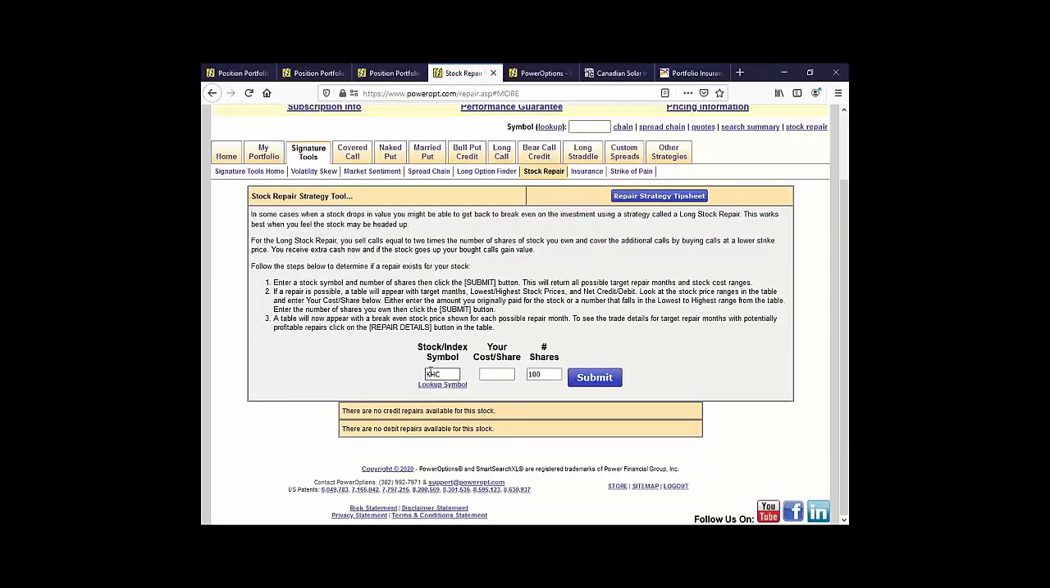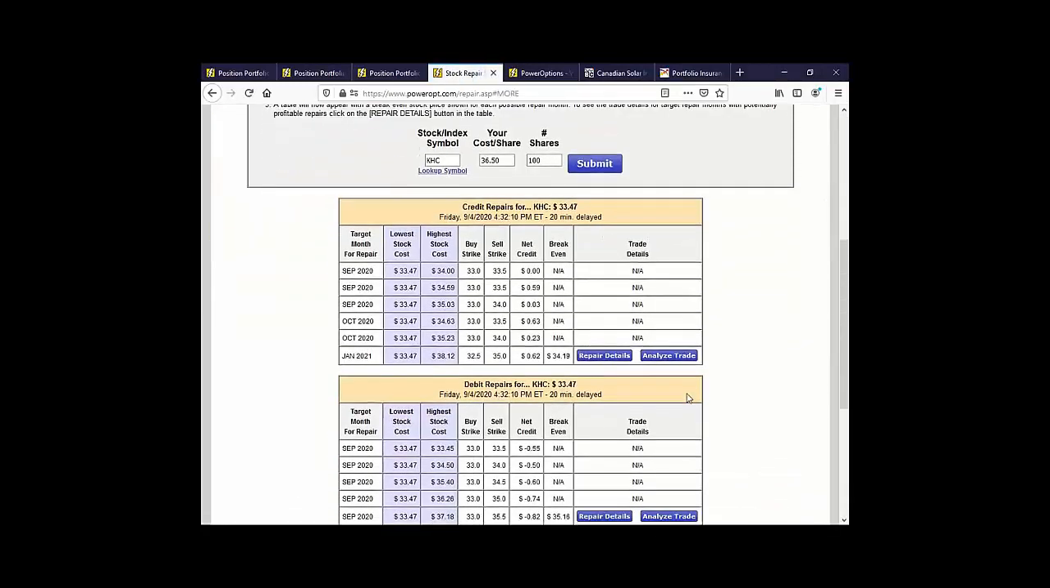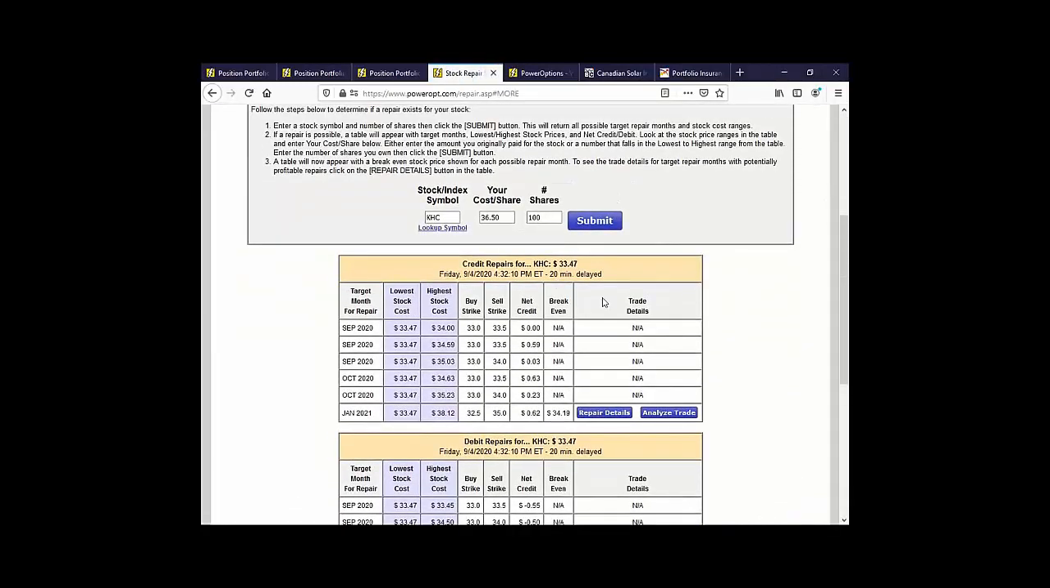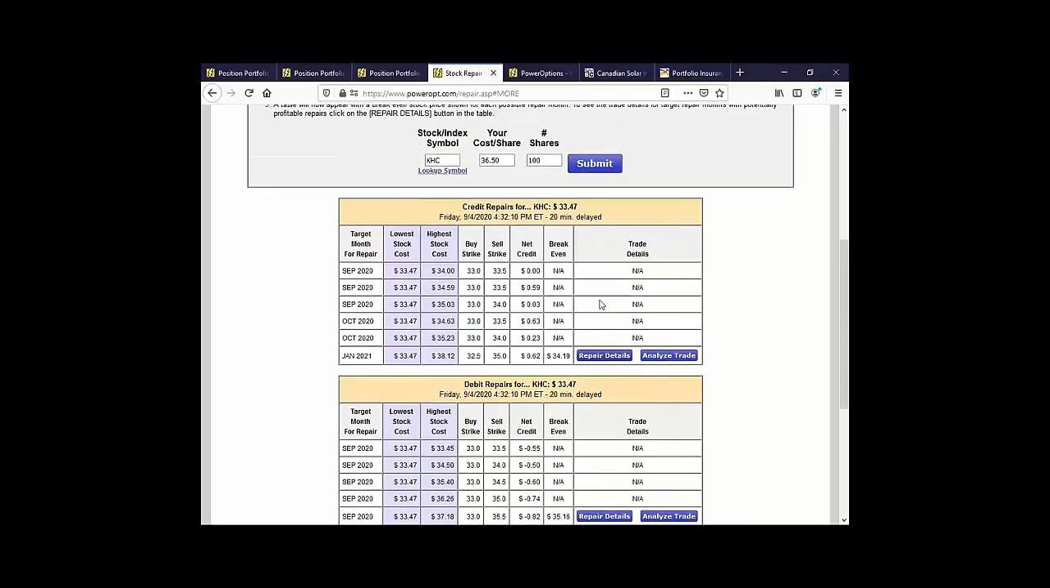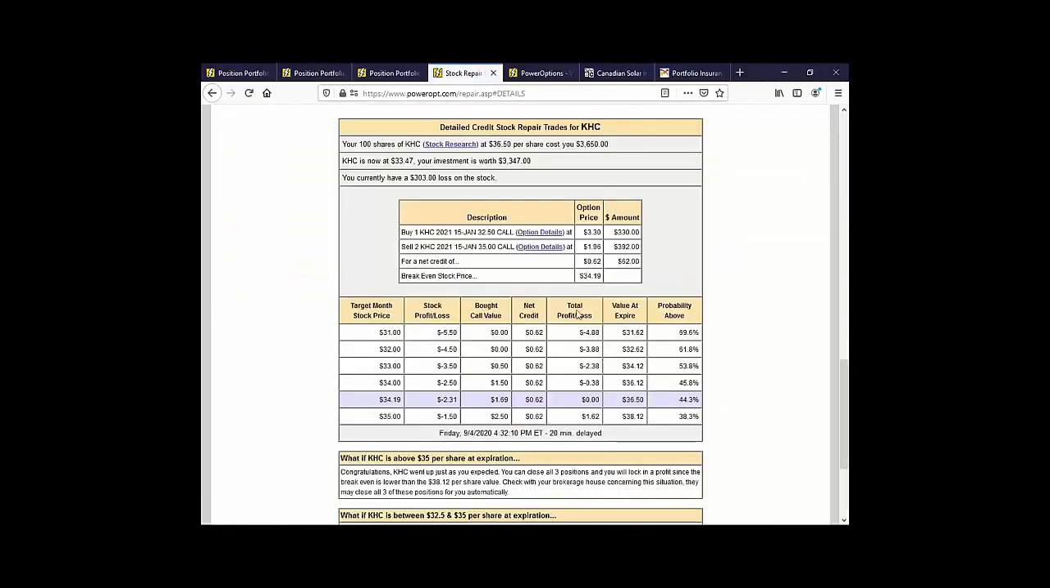And I'm going to do a cost basis, I'm sorry, of 36.50. I didn't see where it ended today. I think it was at 33.10. 33.47, okay. So in this case, there is a repair out to January. And what this is, it's a ratio call spread, is the stock repair. And so I'm going to sell 2 calls and buy 1. And I'll receive a small net credit, but now my break even's at 34.19.